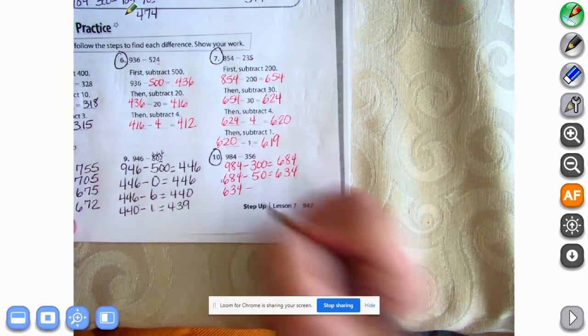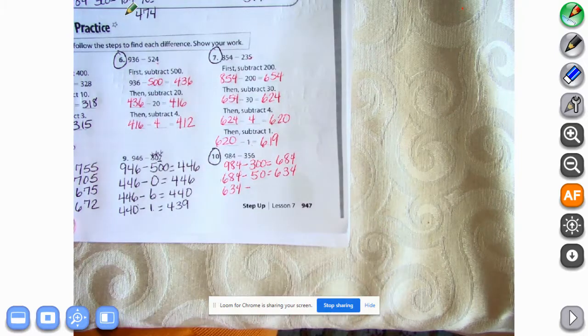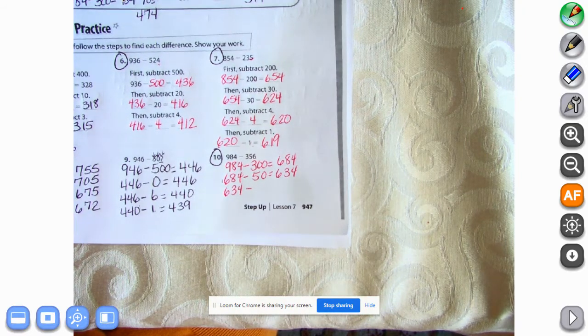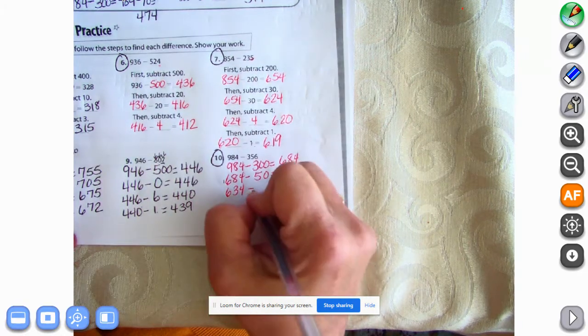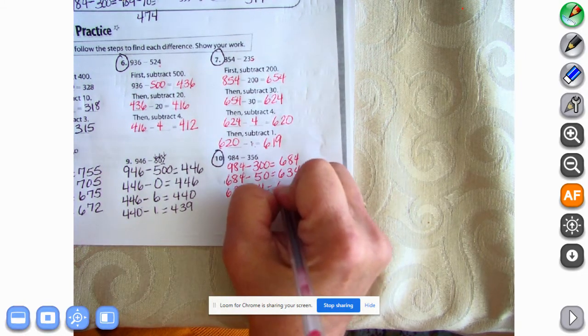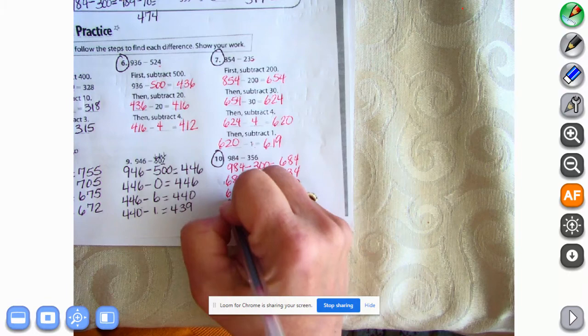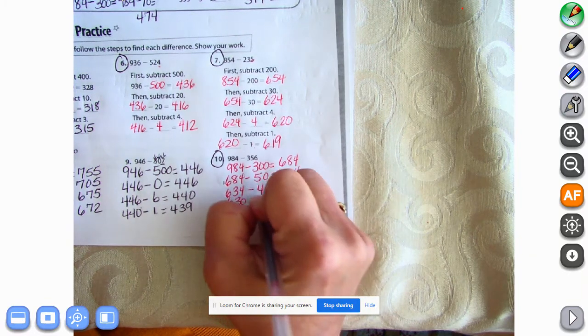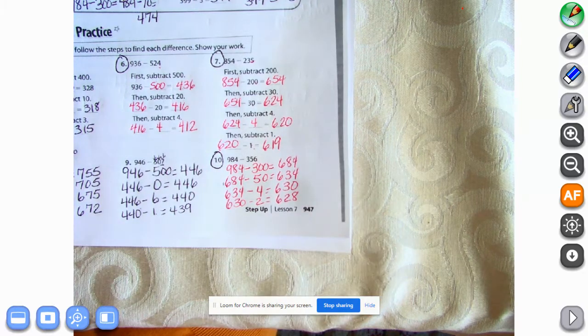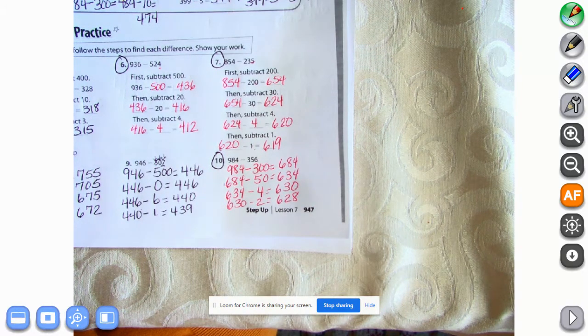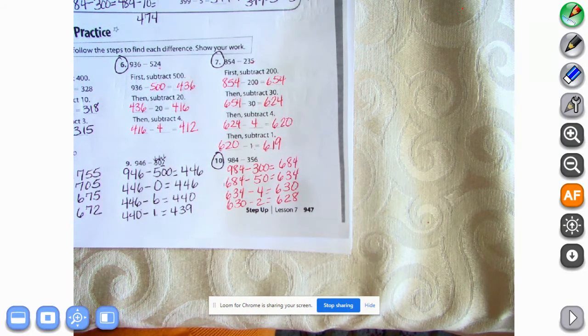Bring your 634 down, and we're going to take away 6. Well, let's break that 6 into a 4 and a 2, okay? Because 4 plus 2 equals 6. So let's take away a 4. That leaves us with 630. 630 take away 2 is going to equal 628. All right. Please pause so that you have time to get all of this written down.